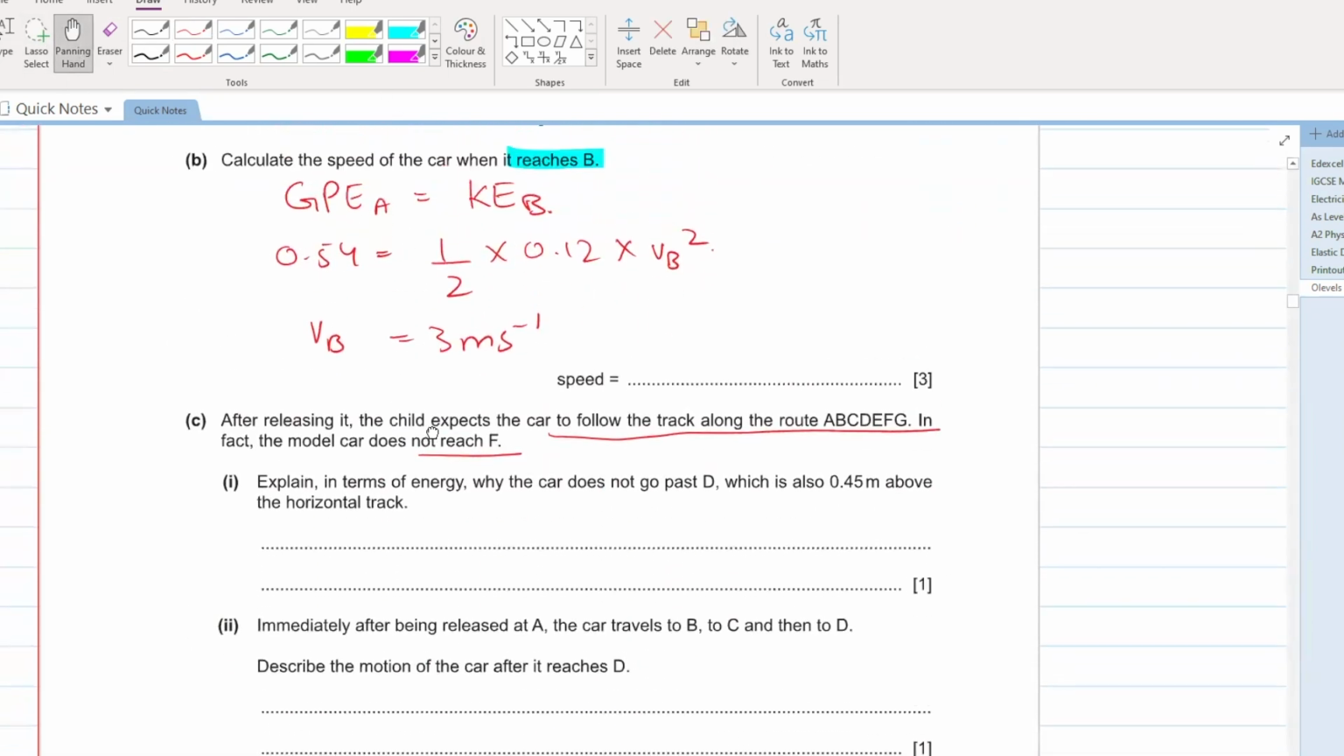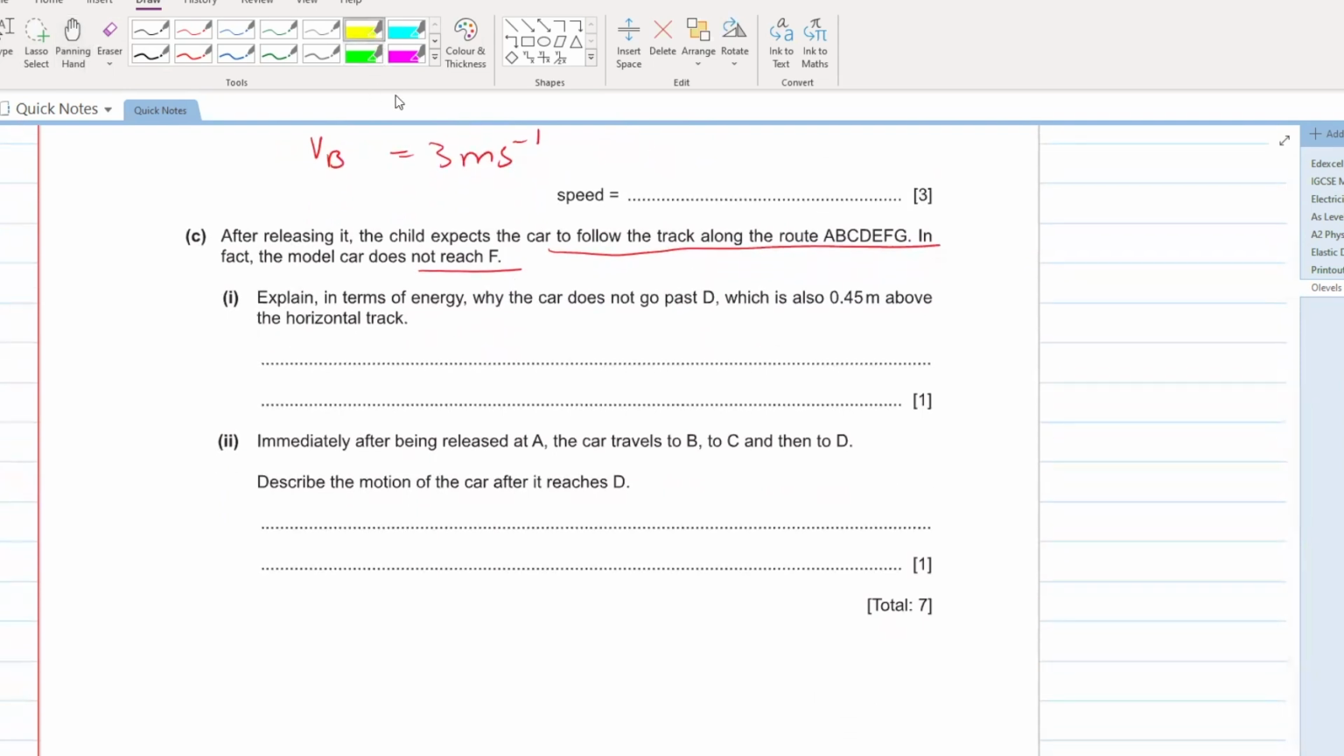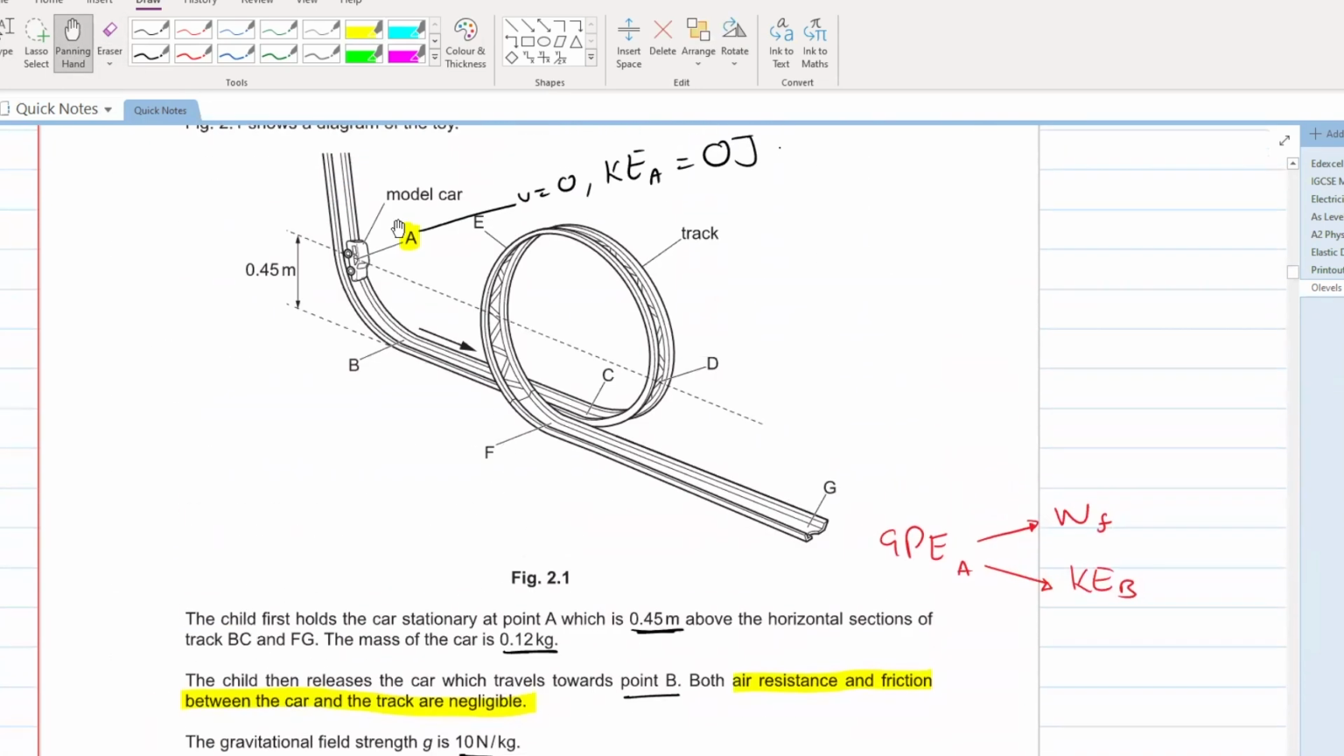So if air resistance and friction are negligible, you can obviously write this. Let's see this. After releasing it, the child expects the car to follow the track along A, B, C, D, E, F, G. In fact, the model car does not reach F. The student expects the car to travel from A to B, B to C, C to D, then D to E, E to F, and out of G. This is a Hot Wheels track, if you have played that. So the student expects this, but the car does not reach F. Why? Because there is not enough kinetic energy to travel beyond point D.